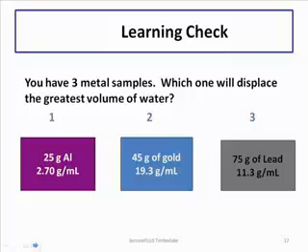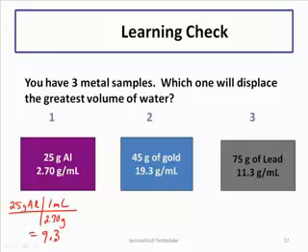Okay, one last question here. Here I have 3 metal samples. I want to know which one will displace the greatest volume of water. Okay, so let's look at these then. We have 25 grams of aluminum, and it says aluminum is 2.70 grams in 1 milliliter. So that gives me a volume of 25 divided by 2.7.